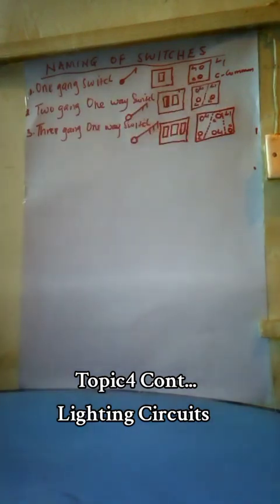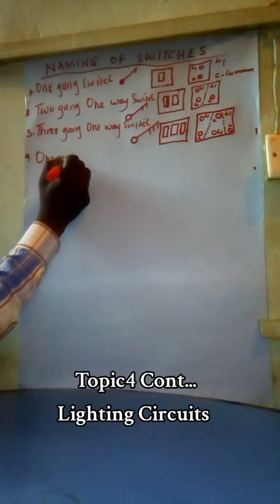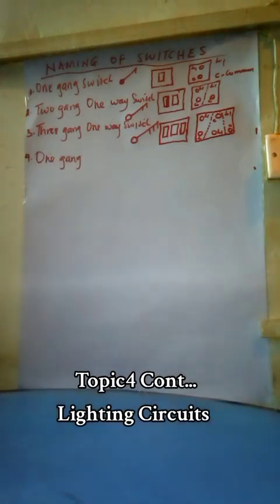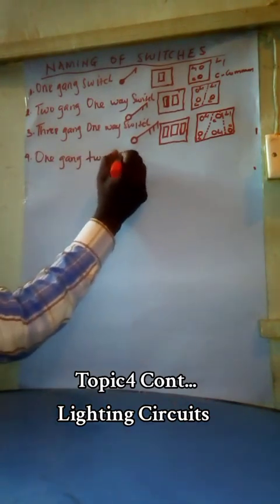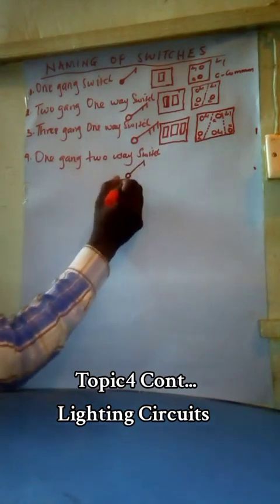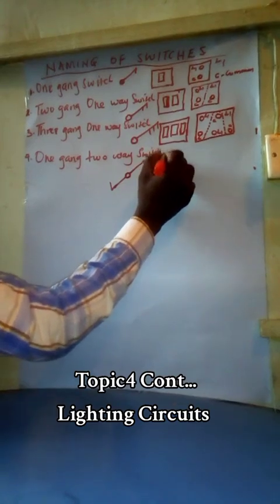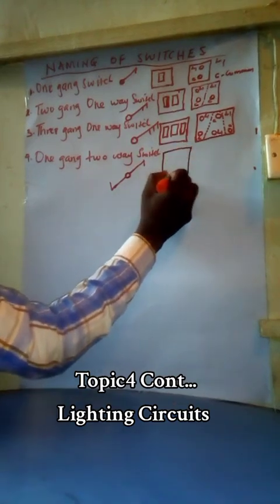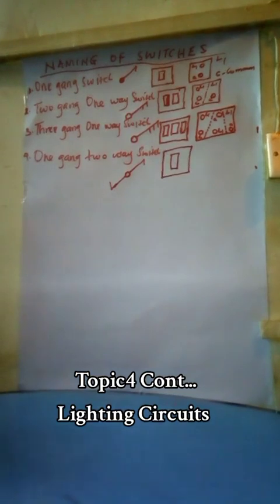Okay, let's look for another one. Number 4, 1-gang two-way switch. The graphical symbol for 1-gang two-way switch is like this. The switch will appear this way. On the plate it will be like this. It's going to have just one button because it is 1-gang. But now it is two-way.